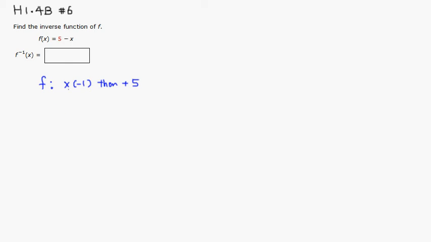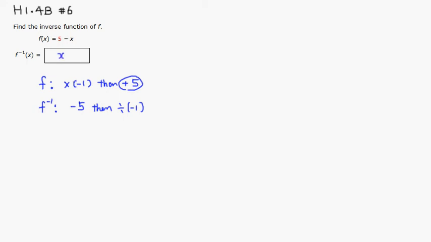So we want to reverse this process. So f inverse in words, right? We have to undo this guy first. So adding 5, so obviously we're going to subtract 5, right? Then we have to divide by -1, which is not different from multiplying by -1. It's the same thing.